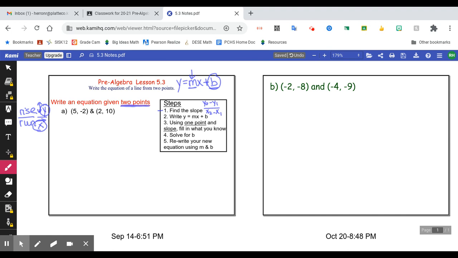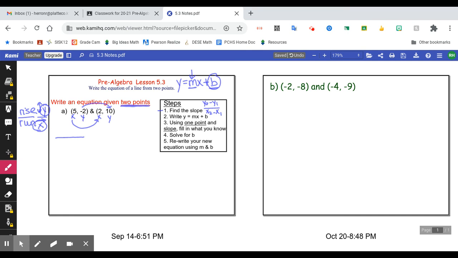So our points are (5, -2), which is x and y, and then (2, 10), which is another x and y. I don't really care what order you do it in as long as the y's are on top and the x's are on the bottom. You have to stay in the same order both times though. So if you subtract -2 minus 10, then you have to go 5 minus 2 here. You can't go backwards on one and forwards on another, if that makes any sense. So it doesn't matter which way you choose to do it, but you have to stay consistent, okay?